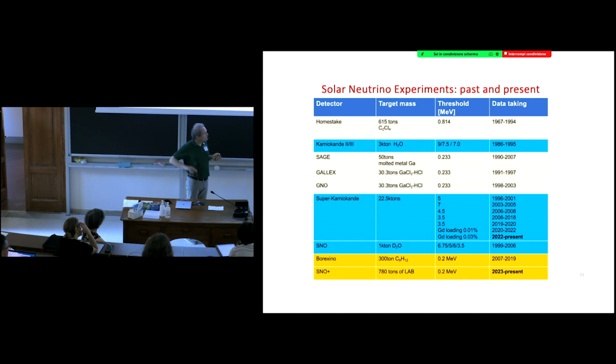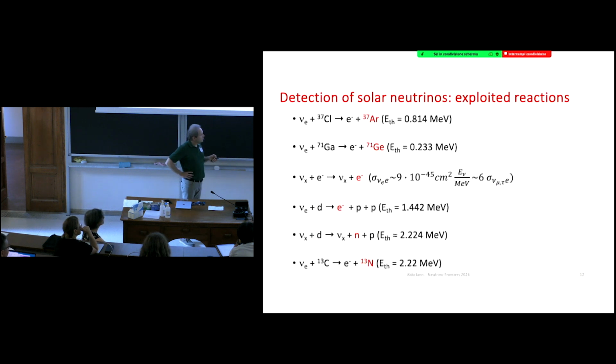This light pink is the color referred to radiochemical experiments. In blue, you see the water Cherenkov detectors, and in orange, the liquid scintillator detectors. At the present time, only Super Kamiokande and SNO Plus are taking data on solar neutrinos. But we have had a long, fundamental history to understand also the neutrino properties besides the solar physics, which will be described later today.